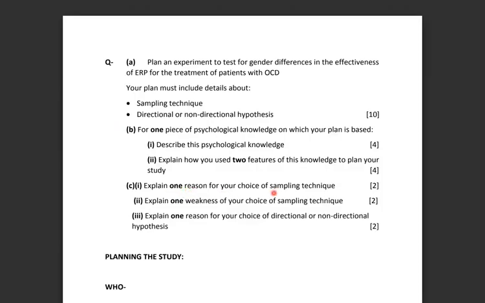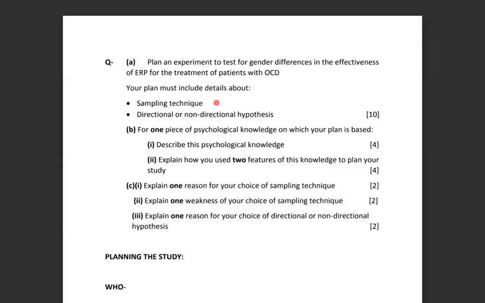Explain 2 reasons for your choice of sampling technique. Okay, so why did you go for volunteer, or why did you go for opportunity? Maybe because they're readily available. Maybe because volunteer would have taken more time, so it would not have been very convenient. Maybe in volunteer you might have to pay them, right? If you decide to go for volunteer, why did you do that over opportunity?